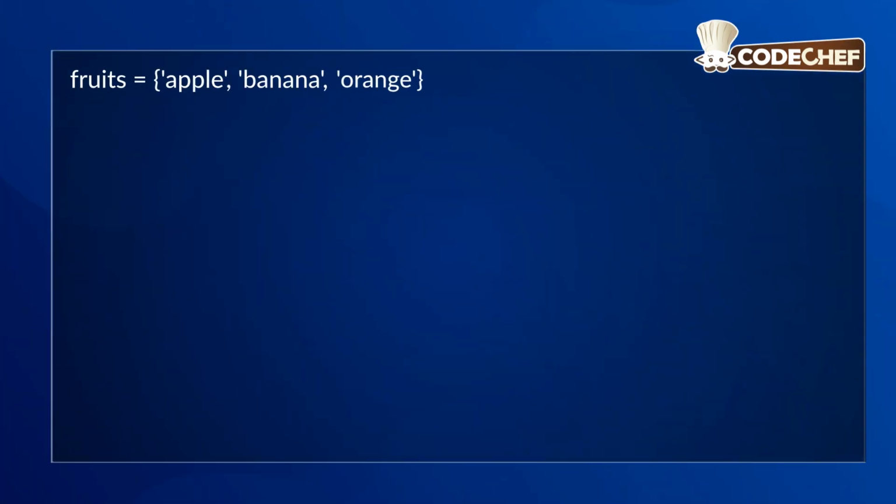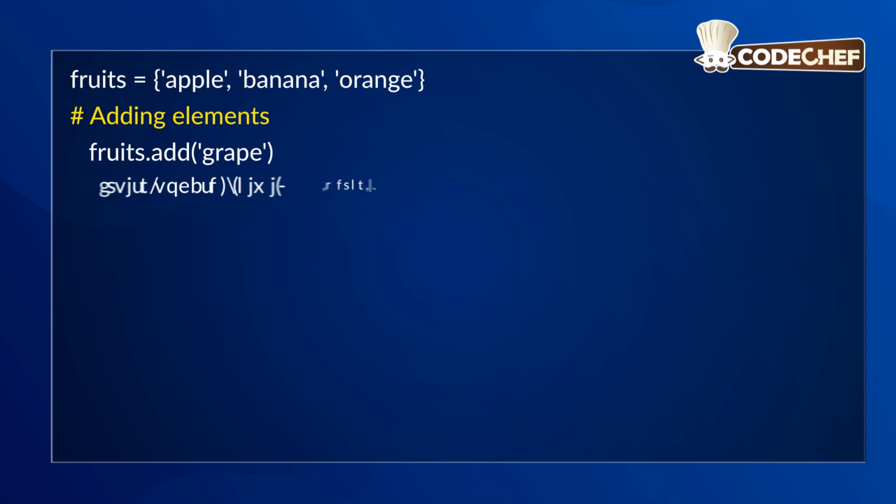Let's see these operations in action. We'll start with a set of fruits. To add a single element, we use the add method. To add multiple elements from a list or another set, we use the update method.